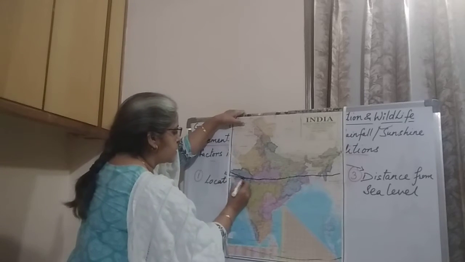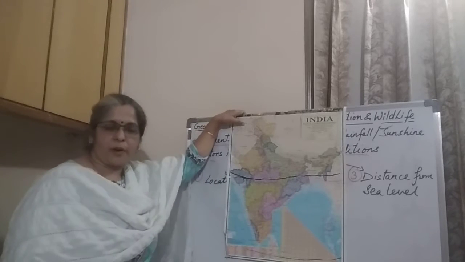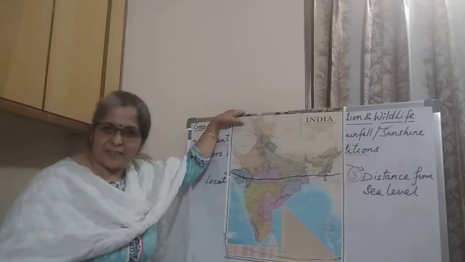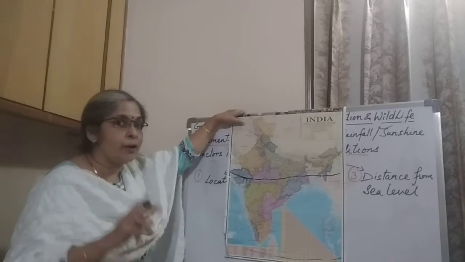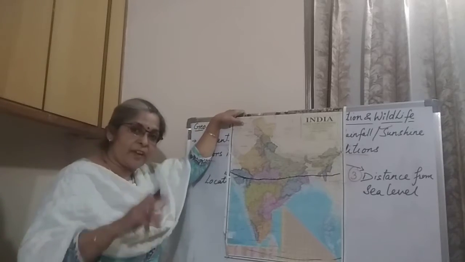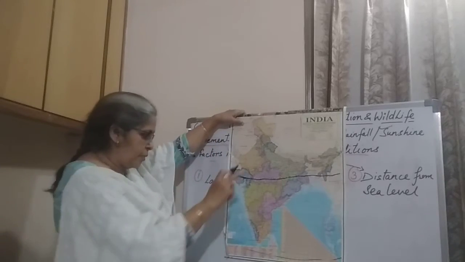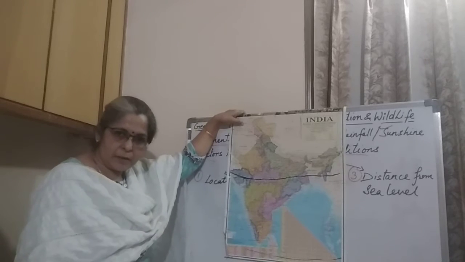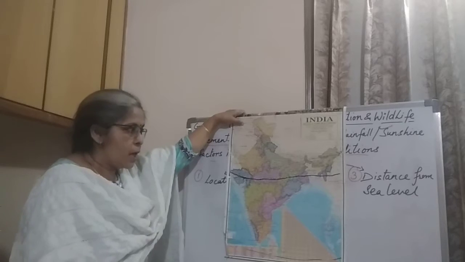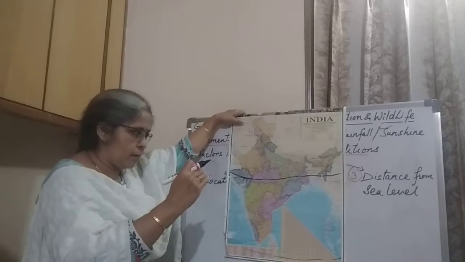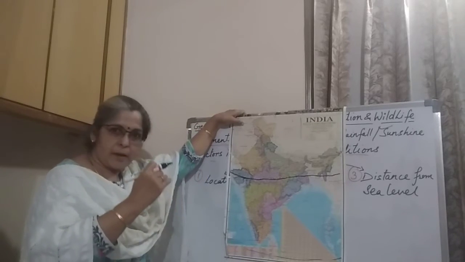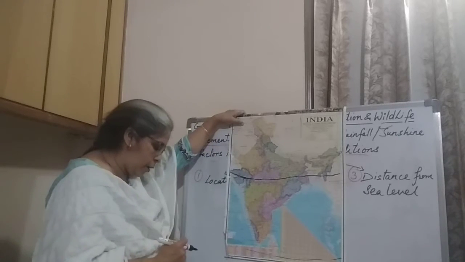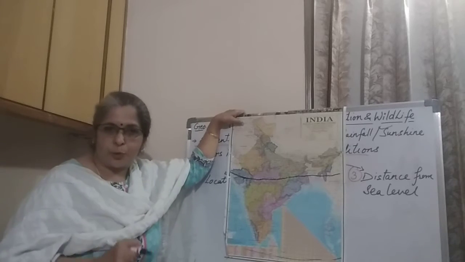Okay, like this. This is our Tropic of Cancer, which divides our country into two parts. Now listen carefully, location: how the location affects the climatic conditions. As it is above the equator, in between the equator, from Tropic of Cancer to Tropic of Capricorn, we are having the tropical zone.